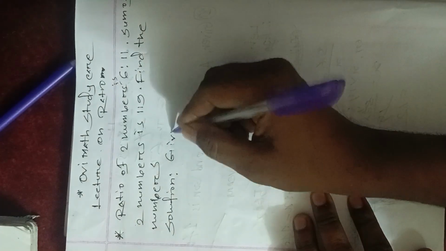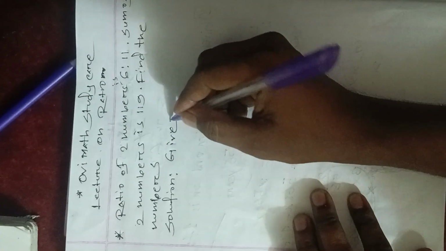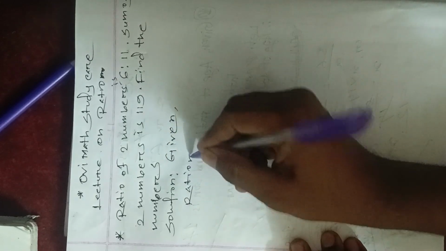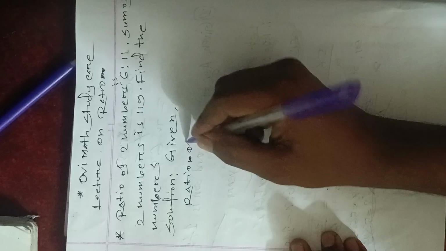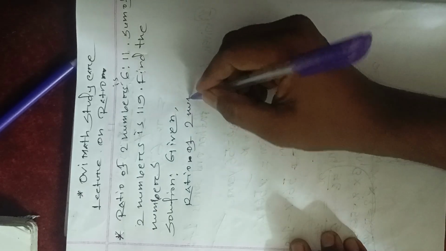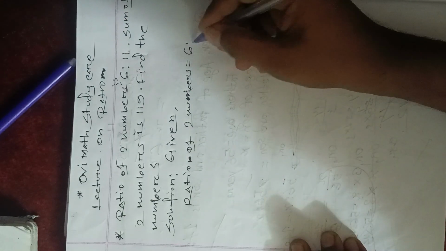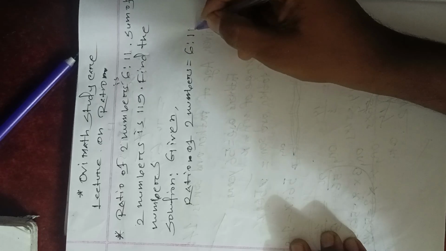Solution. Here the given ratio of two numbers equal to 6:11. Then what is our next function? পরবর্তী কাজটা কি? পরবর্তী কাজ হইছে here there is no number is absent here.